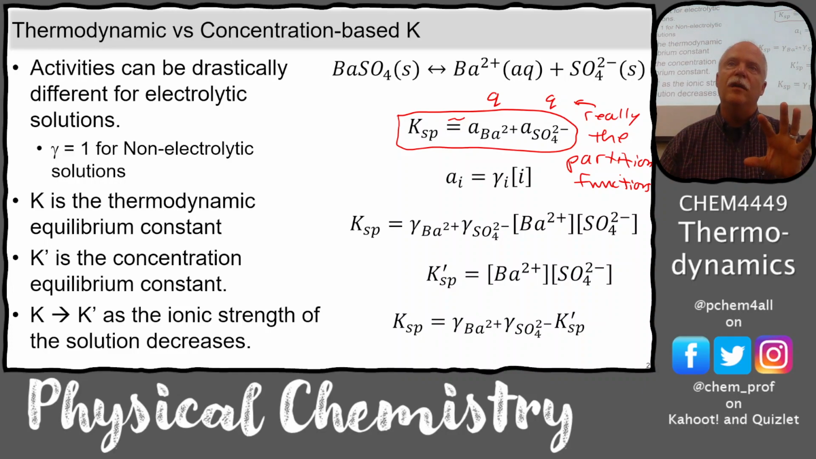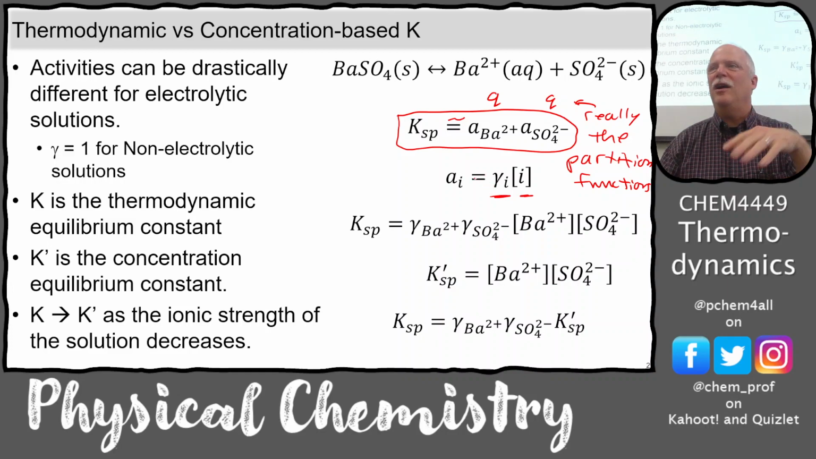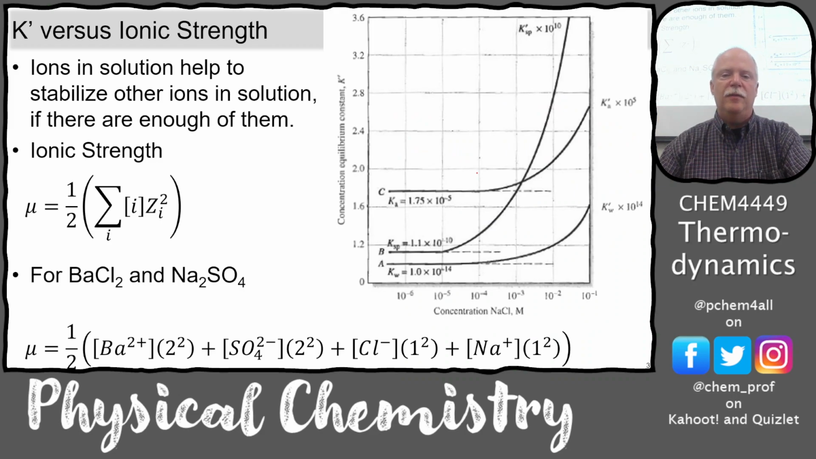They worked pretty well, but if the solutions got too concentrated, then that assumption started to fail. And so we needed to take into account these activities. And so we really aren't able to get to the partition function. We just throw a coefficient in front of the concentration. Okay. And now in aqueous solutions, those coefficients can be greater than 1 or less than 1. So they can make the concentration seem larger or make it seem smaller.